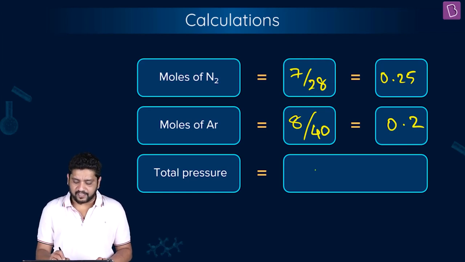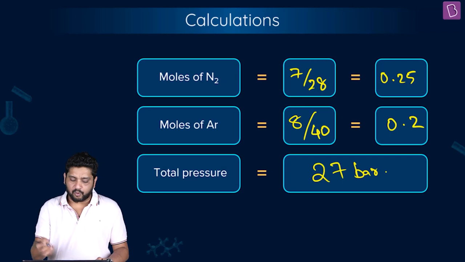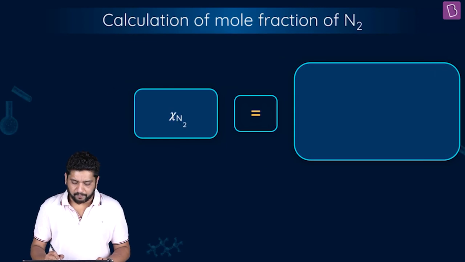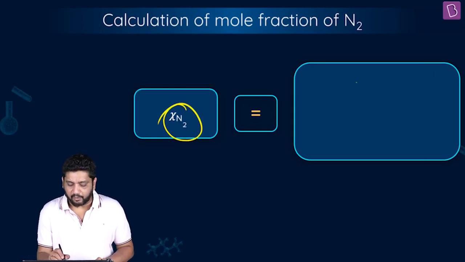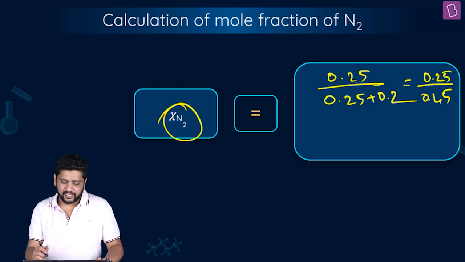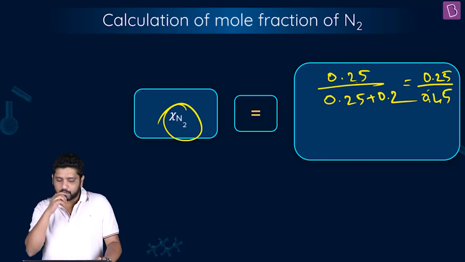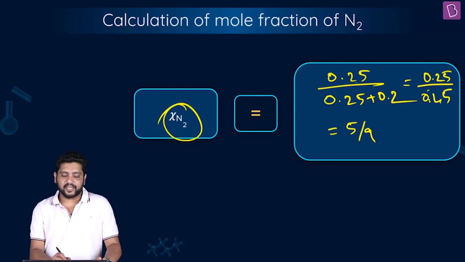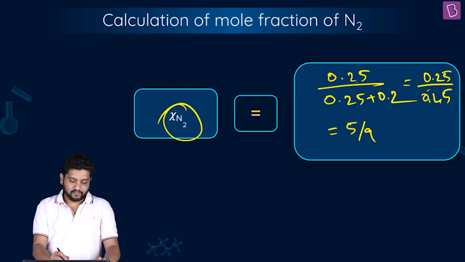So total pressure was anyway given to us as 27 bar. So mole fraction into total pressure should give me the partial pressure. Mole fraction is the number of moles by the total number of moles. Mole fraction of nitrogen will be how much? Number of moles of nitrogen we got to be 1 by 4, right? So 0.25 divided by 0.25 plus 0.2, or 0.25 by 0.45. You can see this is 5 by 9, right? So the mole fraction of nitrogen is 5 by 9, and the mole fraction of argon will be 1 minus 5 by 9, which is 4 by 9.